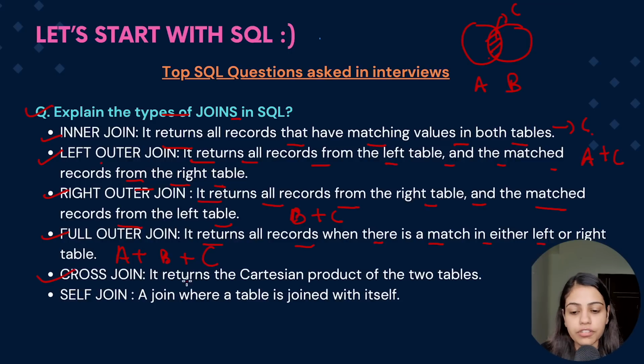Now coming to cross join, so it returns the Cartesian product of two tables. So whenever we are performing a cross product between two tables, that is all the elements of table 1 are getting cross product with all the elements of table 2, that is table B, then we say it as cross join. And coming to self join, so self join is a join where a table is joined with itself. So whenever we are performing a join between two tables having the same data set, we can say that this is a self join.